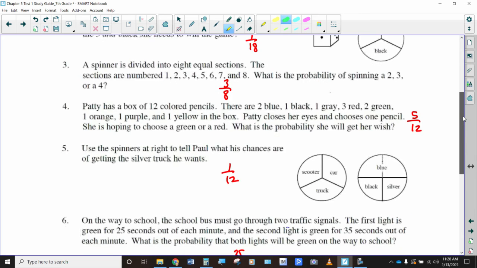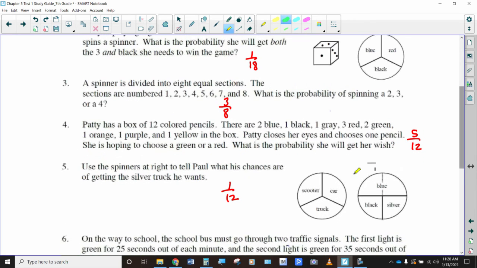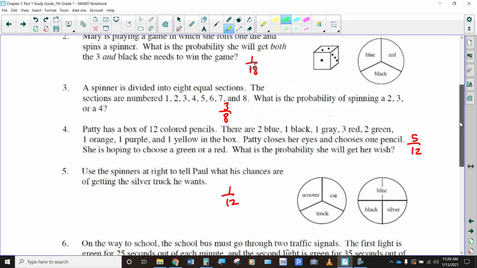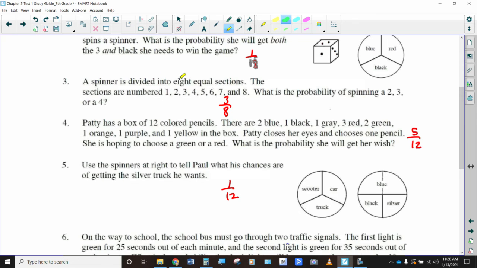All right, any other problems in here? Oh, there's one that was similar. Okay. Let's see what this says. A spinner is divided into 8 equal sections. The sections are 1, 2, 3, 4, 5, 6, 7, and 8. What's the probability of spinning a 2, 3, or a 4? So you got a 2, a 3, or a 4. So that's 3 out of the 8 possibilities. So it's 3/8. That was too easy.